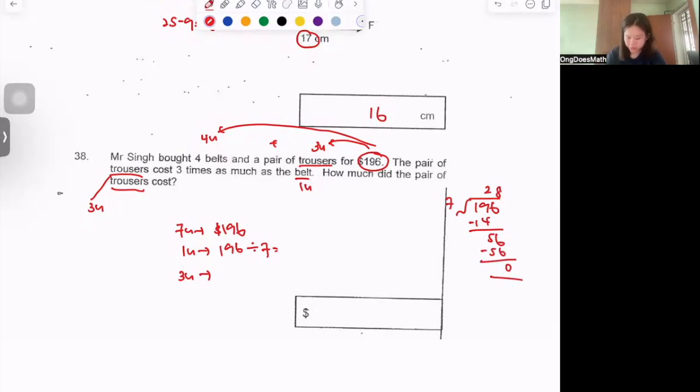So it will be 28. And 3 units will just be 28 times 3. So 84. Hence the trouser costs you $84.